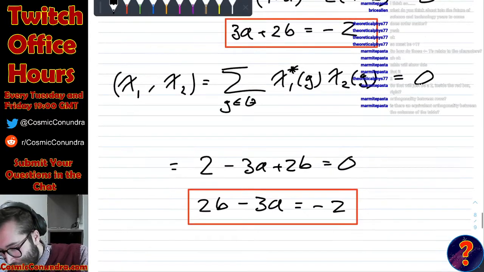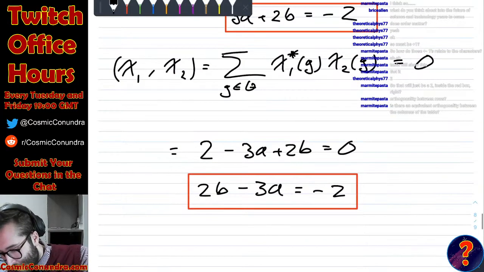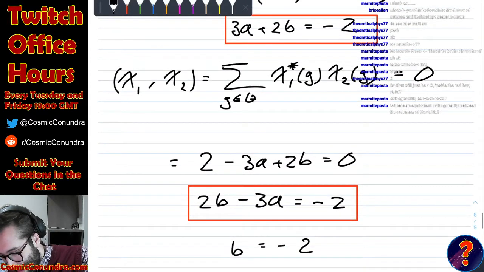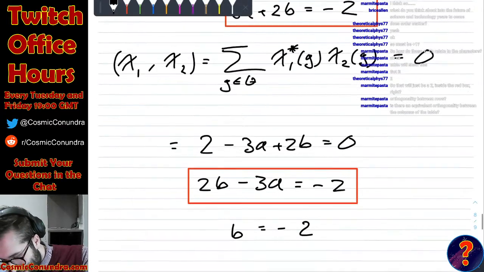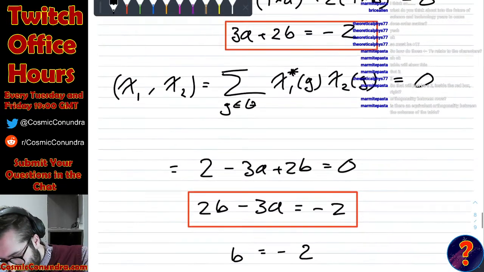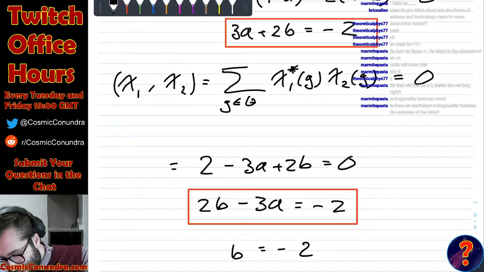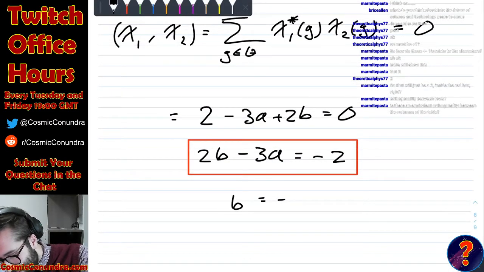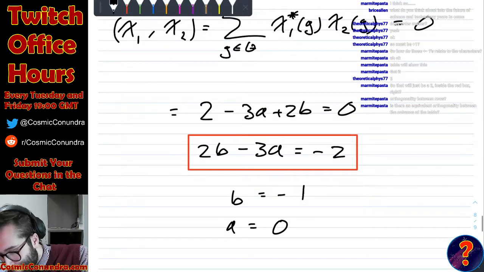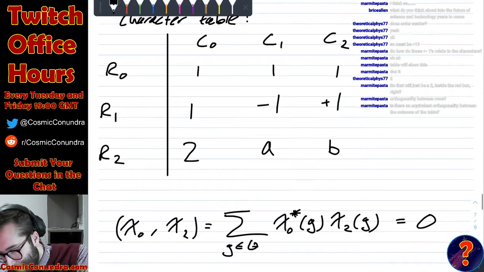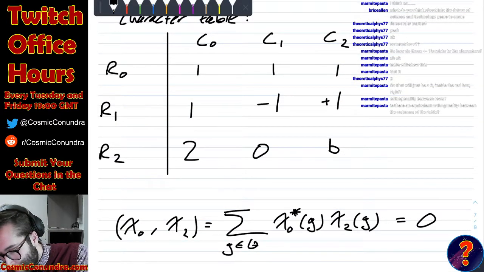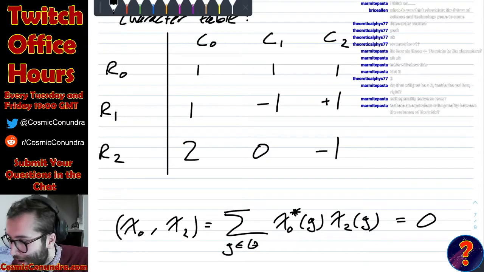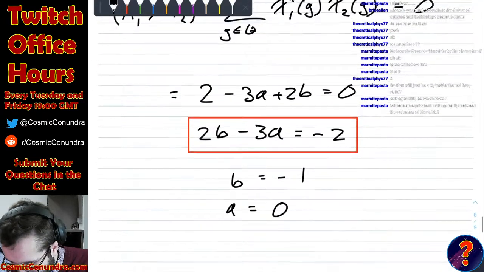Okay, so we can combine these equations. You can find that therefore B has got to be minus 2, I think, and A has got to be, is that right? No, B has got to be minus 1, sorry. And A has got to be 0. So that tells us the character table of this group.